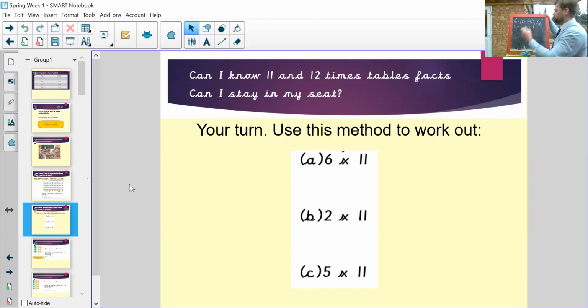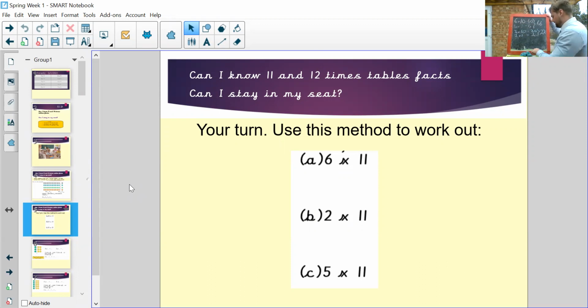Our next question, 2 times 11. We've done that one before, but let's do it again. So we do 2 times 10, gives us 20. 2 times 1 to make up the 11 gives us 2. And then 20 plus 2 is equal to 22.